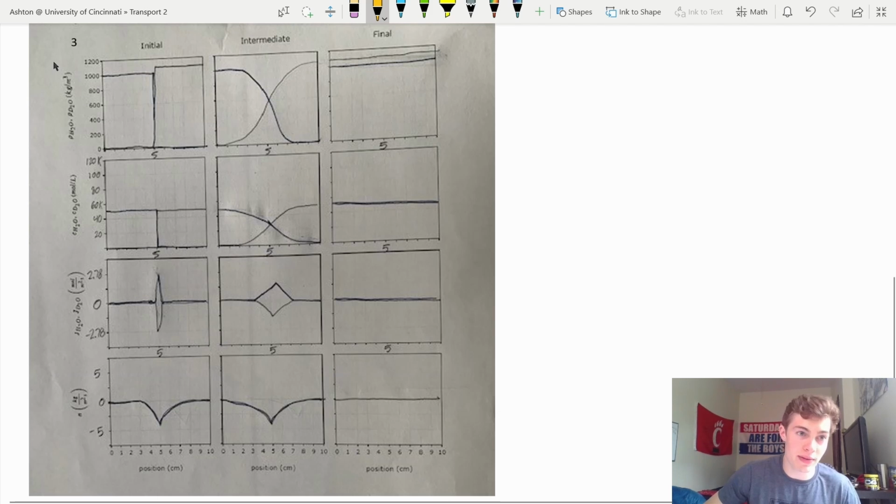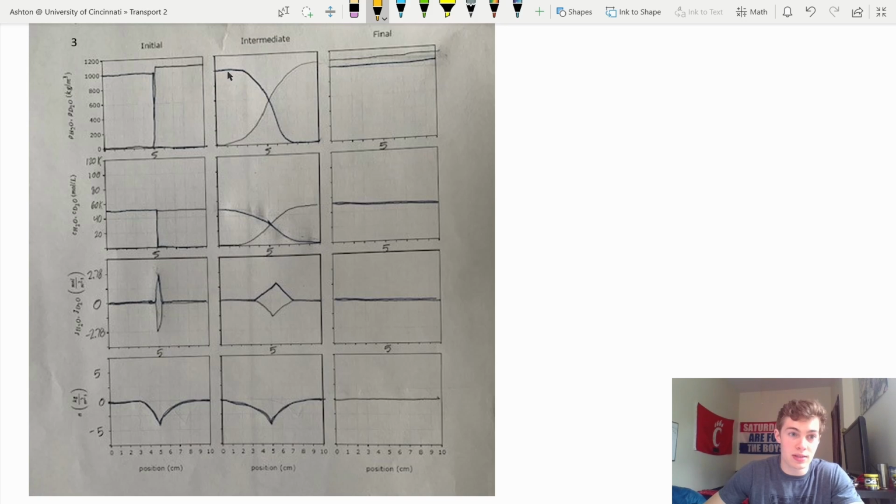Finally, let's look at our graphs from question part 3. Our first graph is going to be our mass concentration graph. On the left, we're going to have our H2O, and on the right, we're going to have our D2O, since they're separated by that barrier initially, at 5 centimeters, because our x component is centimeters. So we're going to have all water initially on the left side, and on the right side, we're going to have all D2O.